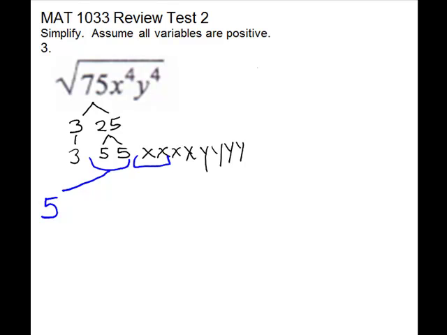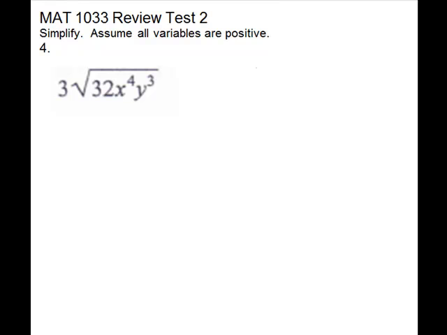For your x's, 1 goes out and 1 more goes out. Gives you x squared on the outside. For the y's, 1 more and 1 more. So 2 y's go out, will be y squared. And we put the radical back. We still have the 3 underneath. For your index and the variables, you could have also just divided. 2 into 4 will go 2 times, and that's how many goes out. And 2 into 4 would go 2 times for the y's.